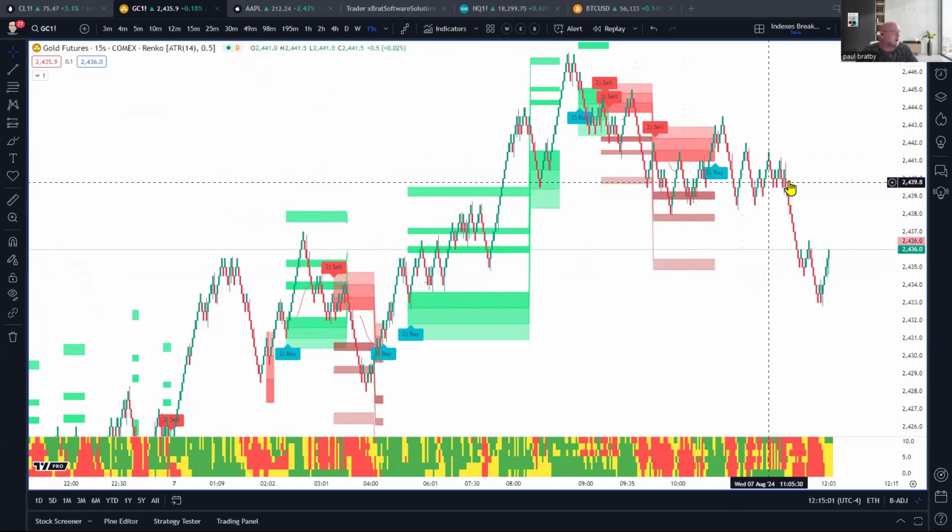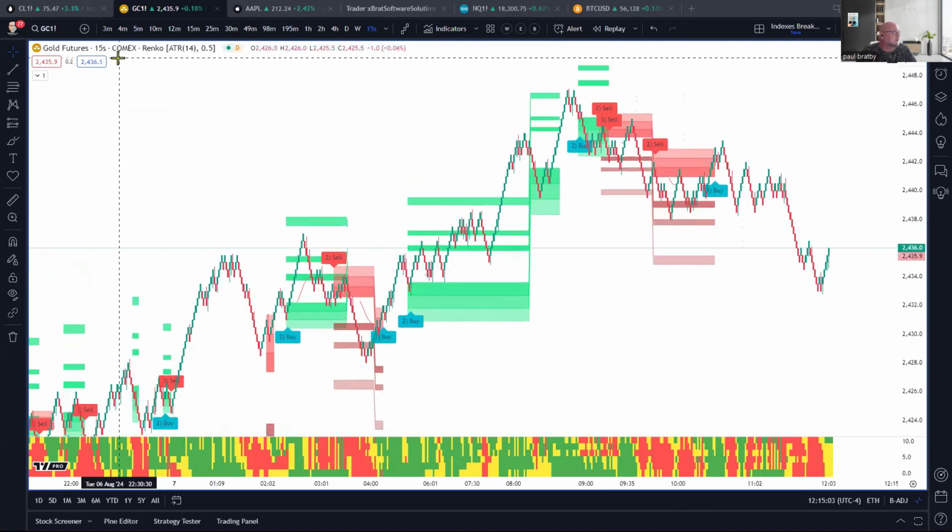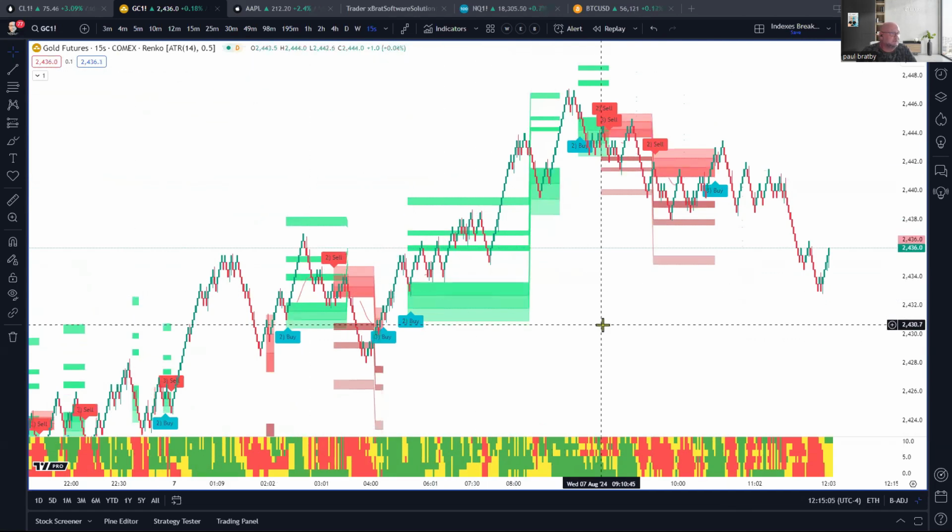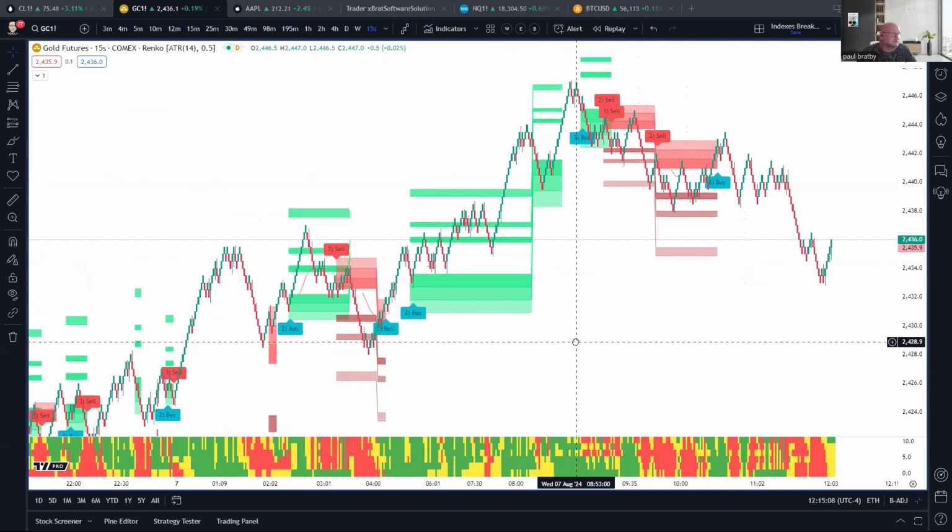Yes, and Trevor's right. This type of time frame, this Renko ATR, is specific to TradingView. It's very, very cool.